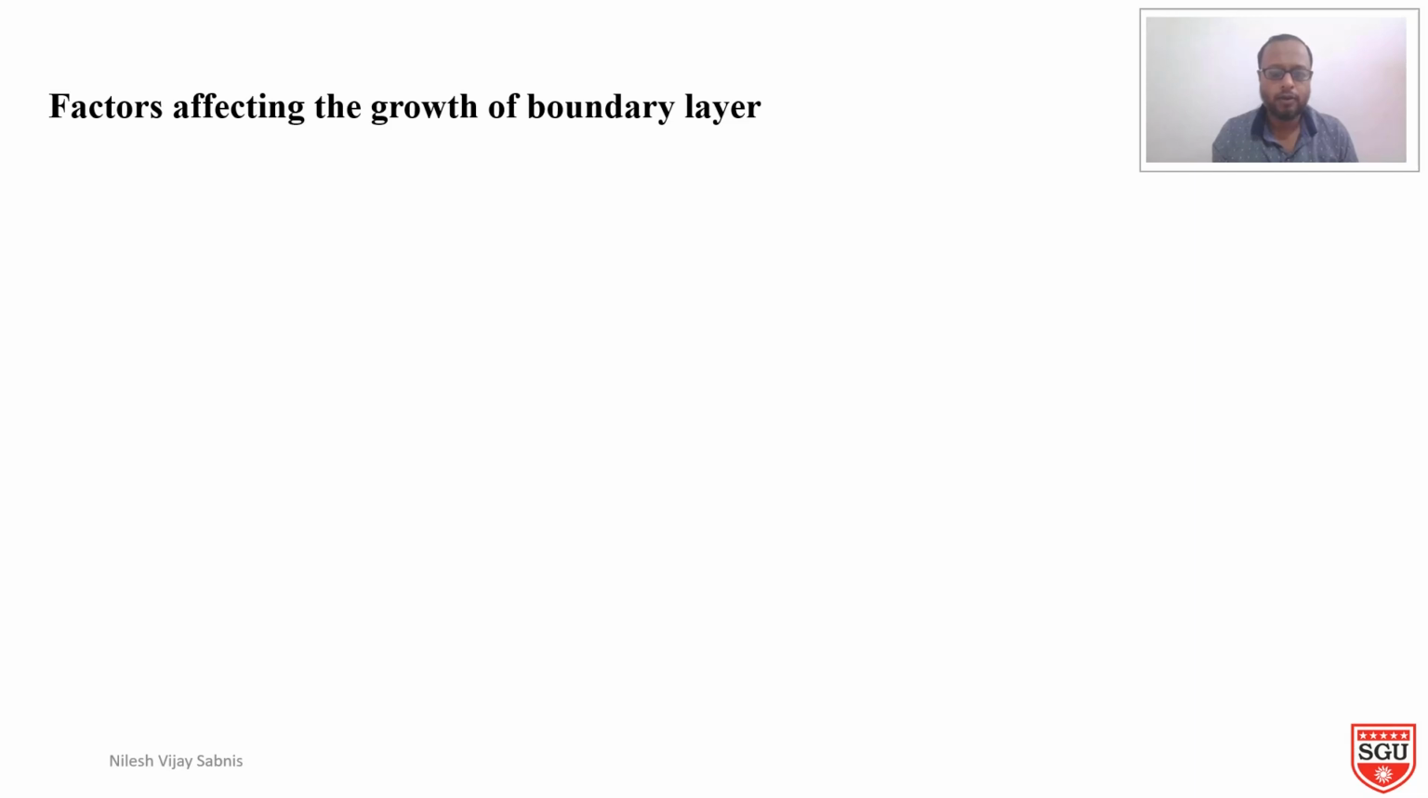Good morning all. Let's move to the next point, factors affecting the growth of boundary layer. In the last lecture we have seen how the boundary layer is created. When fluid comes in contact with a stationary body, the boundary layer is generated. At the boundary, the velocity of the fluid is zero and gradually the velocity goes on increasing, and hence velocity gradients occur. And in that region the boundary layer is created.